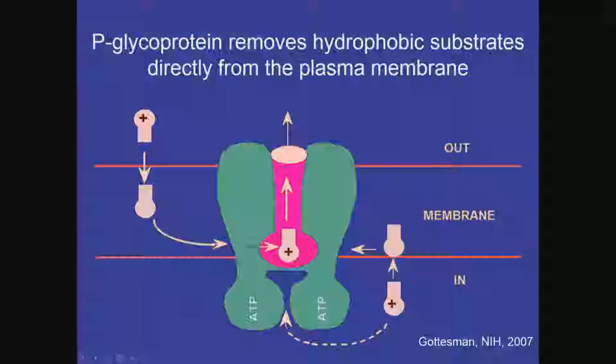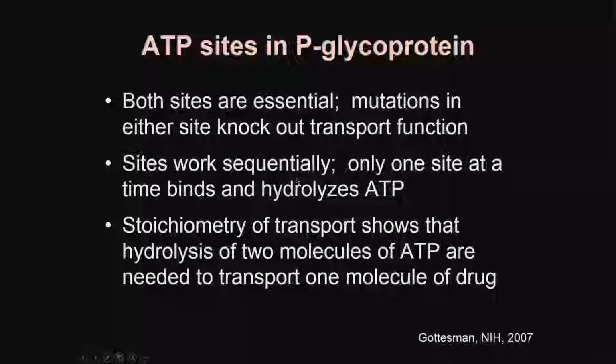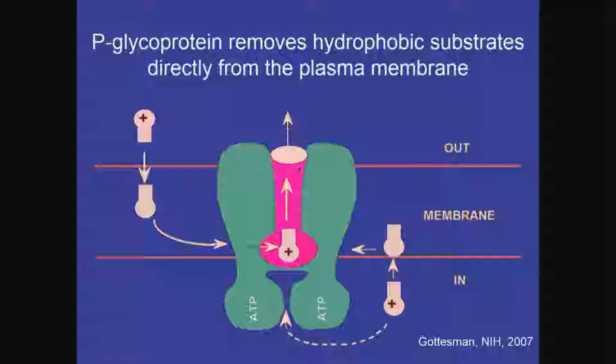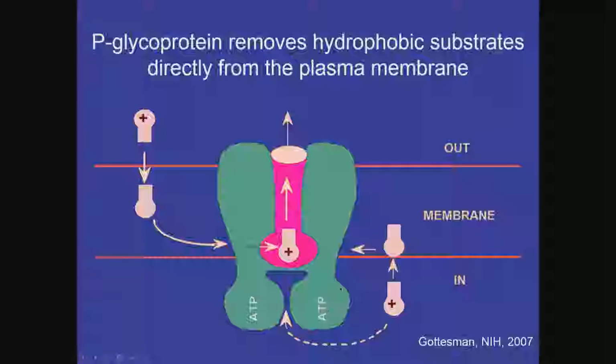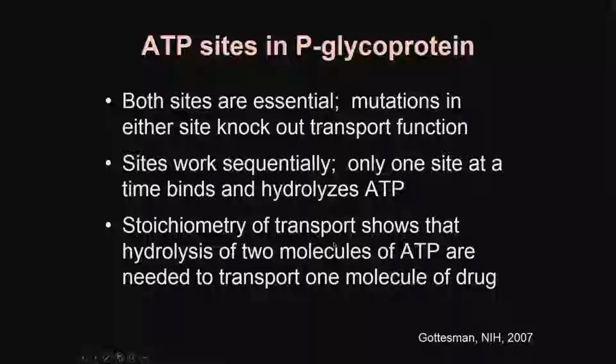That is what the P glycoprotein does; they are membrane bound, as you can see here. It has two different sites, and both sites are essential for this. Mutations in either site knock out transport function. The sites work sequentially: only one site at a time binds and hydrolyzes the ATP present here. So you require hydrolysis of two molecules of ATP to transport one molecule of the drug. That is what it does, throwing drugs out, and they are located at the membranes.